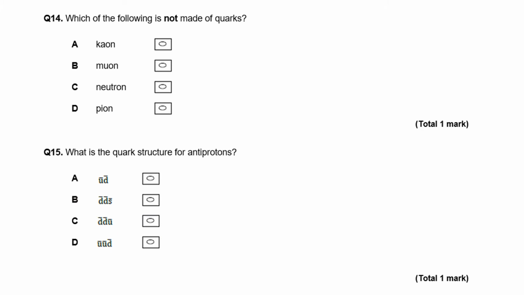Okay. So which of the following is not made of quarks? So something is not made of quarks if it is a lepton. So we're looking for a lepton here, and the only lepton I can see is a muon, which is a big type of electron, essentially. What is the quark structure for antiprotons? So a proton is up, up, down. So an antiproton must be anti-up, anti-up, anti-down, the opposite.